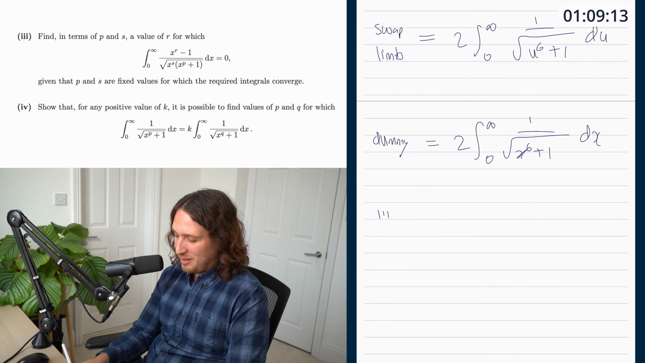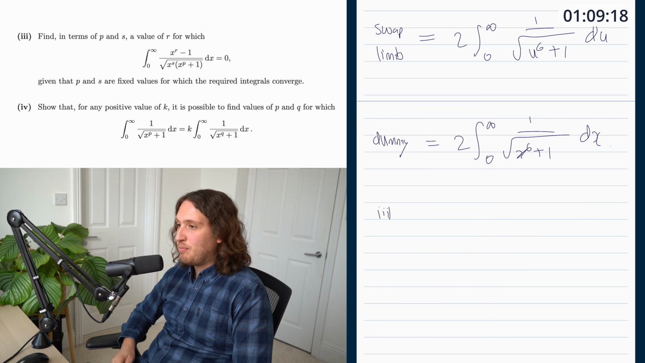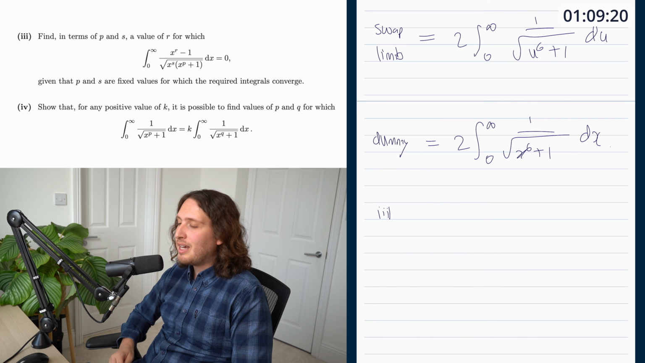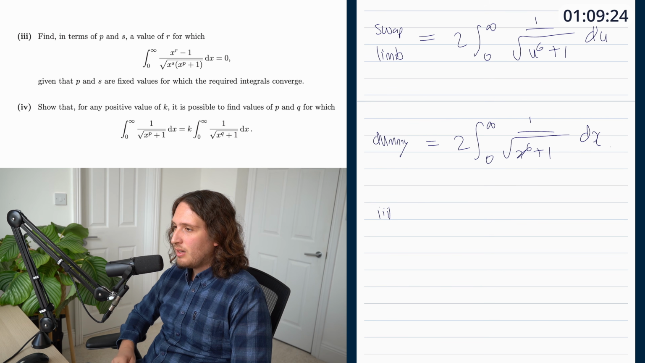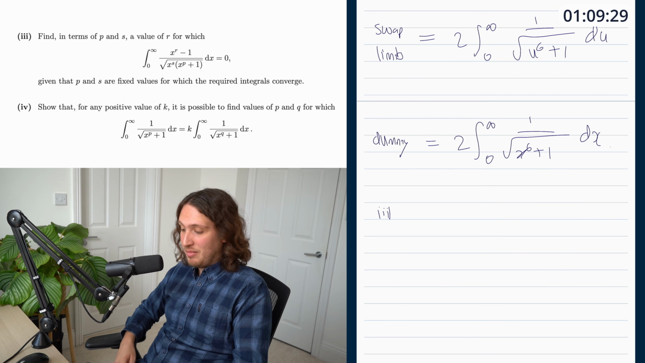So now on to part 3. Maybe I've spoken too soon. So on part 3, I need to find, in terms of p and s, a value of r for which this vanishes. So I don't need to find all the values for which it vanishes. I just need to find something.